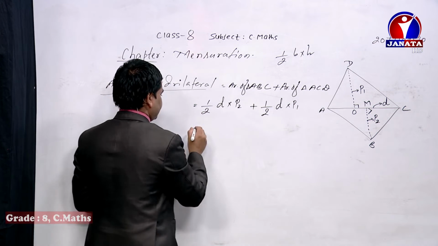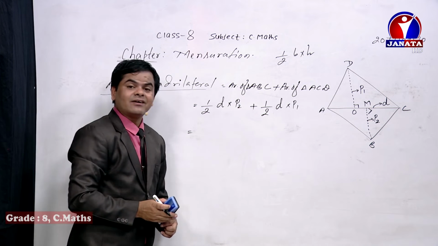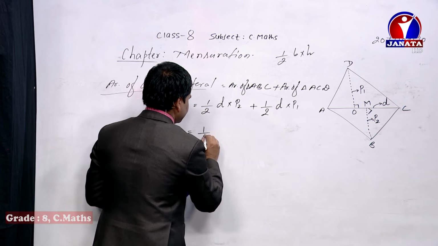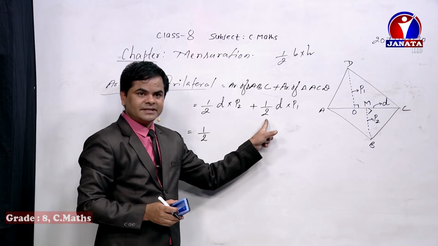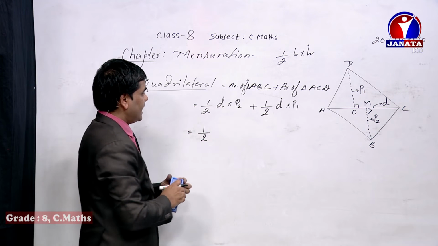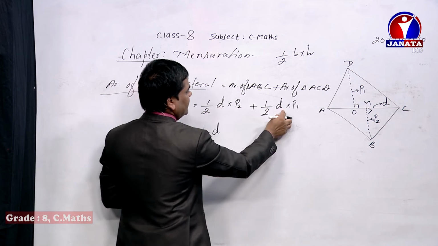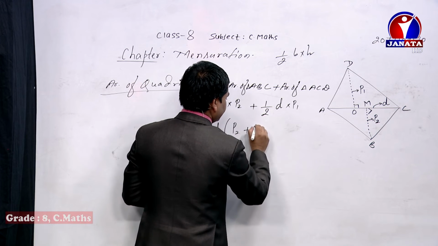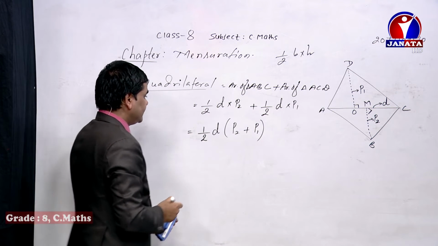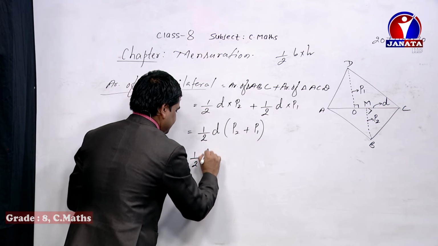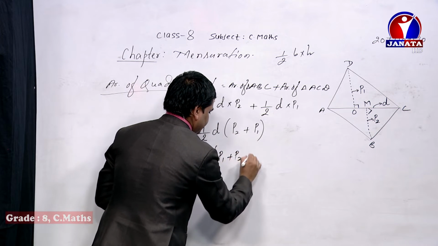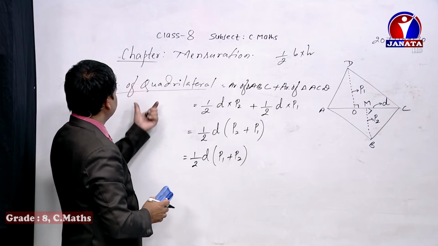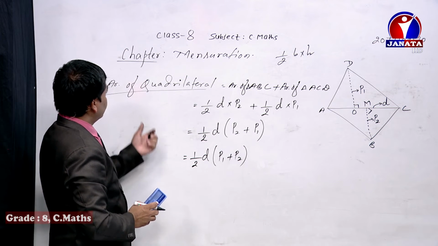So let's add all together or take common, and let's finalize the formula of quadrilateral. 1 by 2 is common in between both terms, and D is also common, isn't it? D is common in both. Now what remaining here? Here is P2 and here is P1. Already others are common and we have taken in the front. Now 1 by 2 D bracket P1 plus P2, because P1 comes first in comparison to P2. So this is the area deriving formula of quadrilateral.